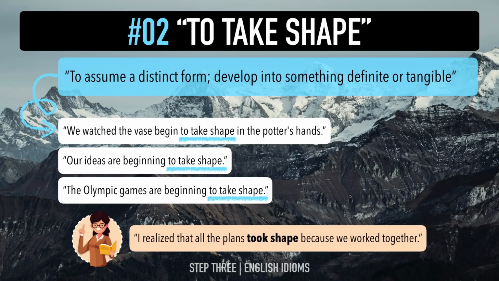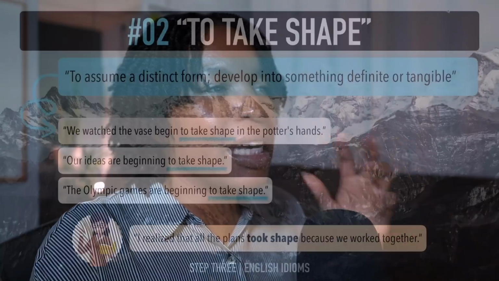I realized that all the plans took shape because we worked together. You see what I did right there, right? I told you what lesson I learned, and I used the idiom to take shape. You can do the same thing when you get to step 3 when you're describing an event to speak fluently. All right. Now, the last idiom is also good.